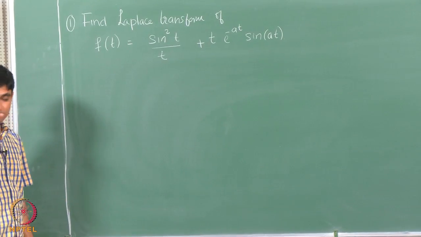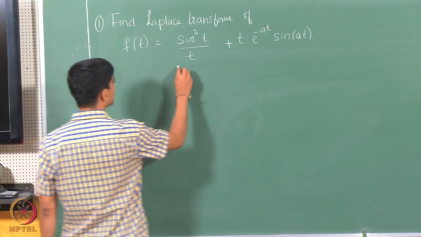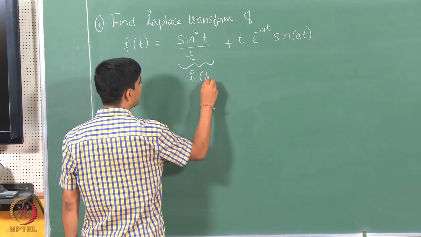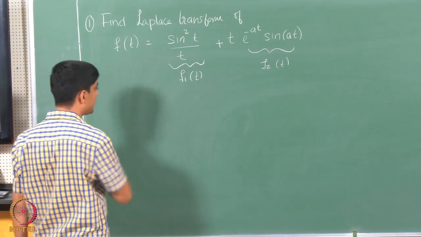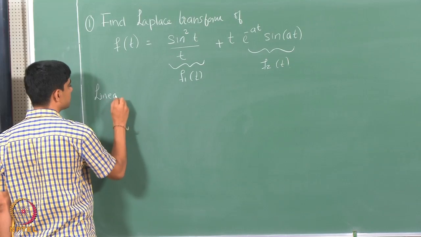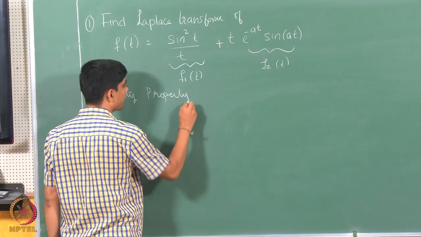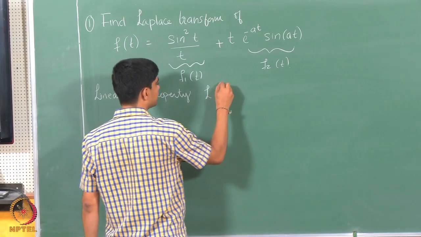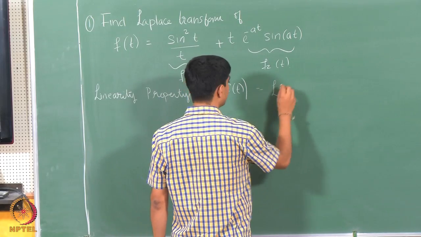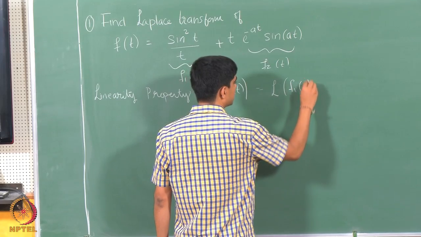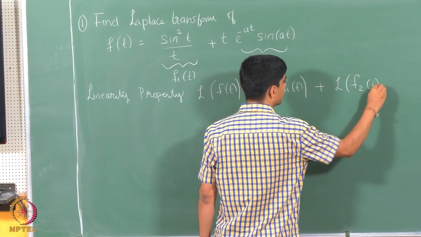And during the computation of this, we will use lots of properties of Laplace transforms which we learned earlier, right. So, this is a combination of two signals f1 of t and f2 of t, right, and using the linearity property, the Laplace transform of f of t can be individually computed as the Laplace transform of f1 of t and f2 of t. Okay.